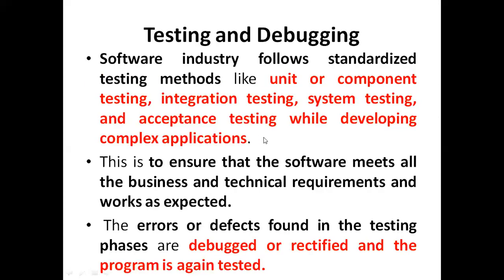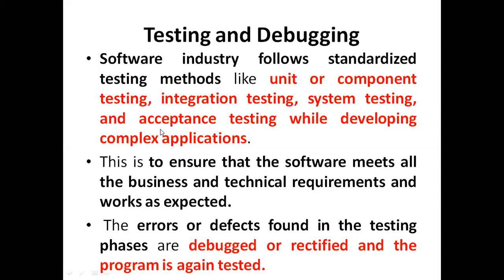And here, what are the different types of testing done inside the software industry? If you are testing a single program, it is called unit or component testing. If you are testing multiple programs at a time, it is called integration testing. And if you are testing the whole project at a time, it is called system testing.